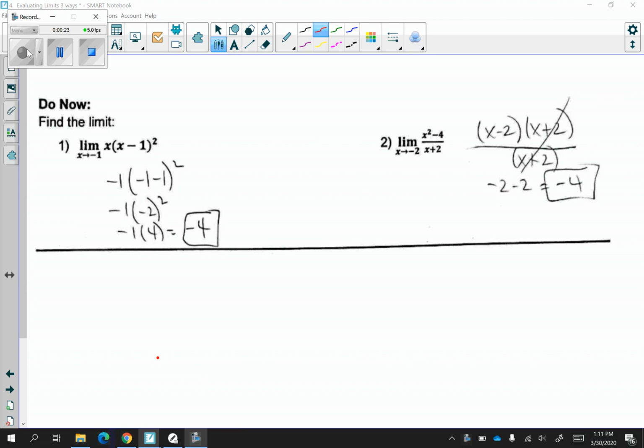For number 1, find the limit as x approaches -1 of x times (x minus 1) squared. I used substitution and substituted -1 in for x and got the final answer to be -4.